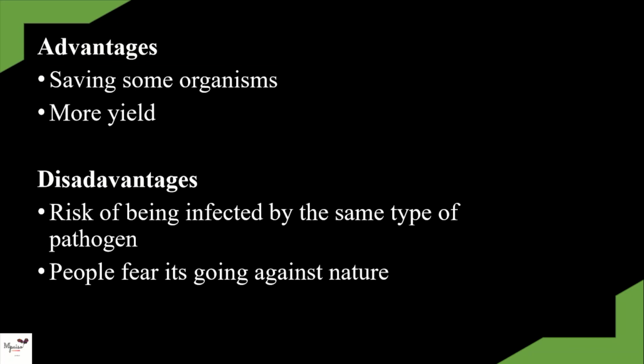Moving on to the disadvantages, we are told that there is a risk of being infected by the same type of pathogen, or rather the same type of diseases. Bear in mind, we actually copied an organism's DNA. So you have an original organism and then you have a copy of it. Because their DNA is the same, whatever infects organism A, we should also expect in our offspring, or rather in the organism that we have created, because they have the same DNA. So that is also a disadvantage.